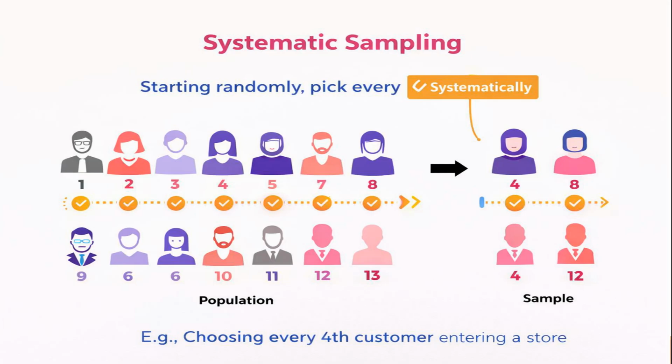Systematic sampling is easier and faster than simple random sampling. First, you calculate K, where K equals N divided by n, where N is population size and n is required sample size. For example, population is 1,000 customers, sample size 100. K equals 1,000 divided by 100 equals 10. Now you randomly select a starting point, say number 3, and then select every 10th person, 3rd, 13th, 23rd, and so on. This method works well when the list has no hidden pattern.